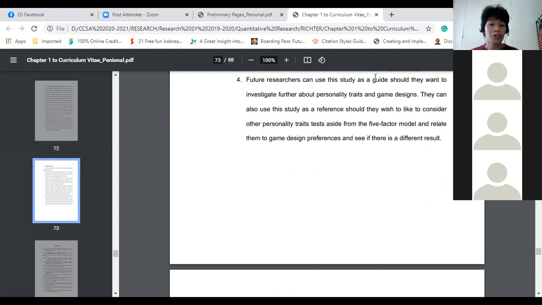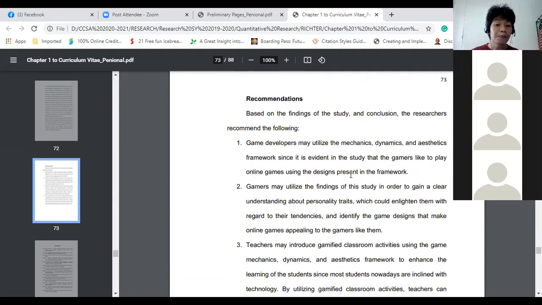For future researchers, they can use the study as a guide should they want to investigate further about personality traits and game designs. They can also use the study as a reference should they wish to consider other personality traits tests aside from the five-factor model and relate them to game design preferences and see if there is a different result. So it's up to you how you're going to construct your recommendations as long as they are in line with the results, the findings, and the conclusion of your study.